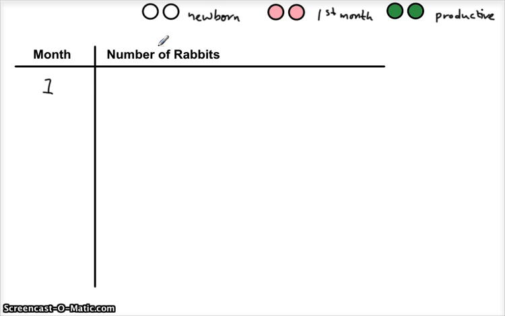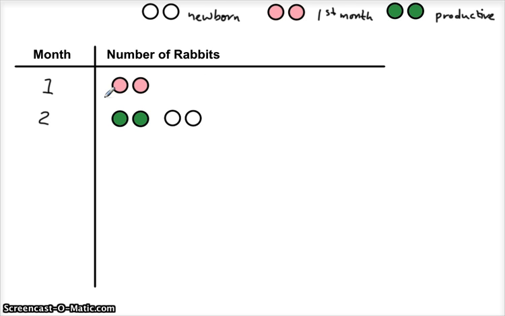So they tell us that we had a newborn pair in month 0 essentially. So once we get to month 1, they're in their first month. So there's our first little set. Then when we go to month 2, this pair that was in their first month is now productive, and they produce a newborn pair.